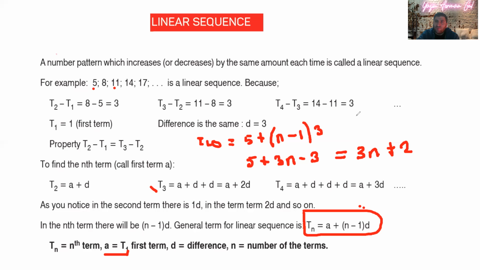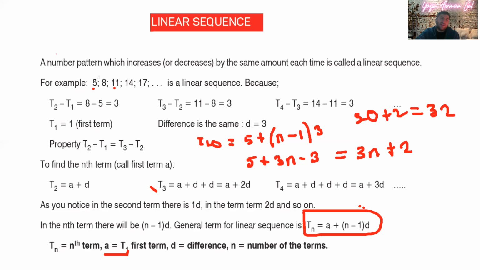I'm looking for the 10th term, so 3 times n will be 30 plus 2 equals 32. Okay, let's see if it's really 32. Let's just continue. We said the 10th term, according to this formula, is supposed to be 32.